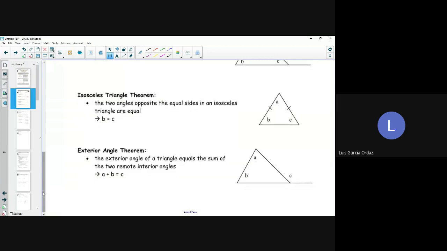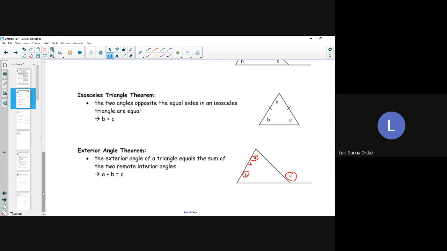And then last but not least, I have the exterior angle theorem. The exterior angle of a triangle equals the sum of the two remote interior angles. So angle A plus angle B gives me angle C.